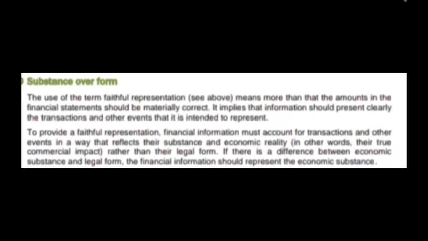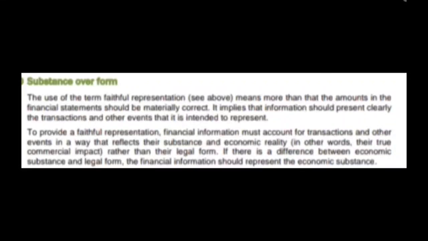So what does this mean? That substance form and the legal form. For example, if you have taken anything on lease and you have taken it for more than 75% of its life, then that asset in accounting terms belongs to you, until and unless you return it to the same person after the total life of the lease. So this will be recorded in your books, although it belongs to the person who owns it.